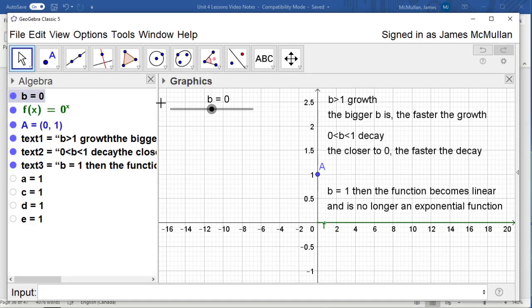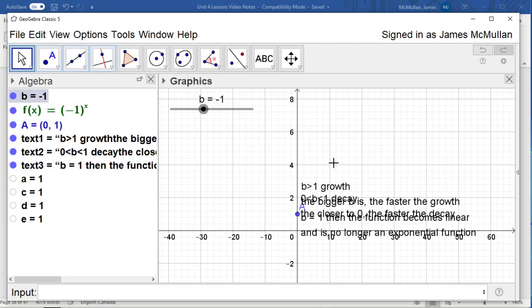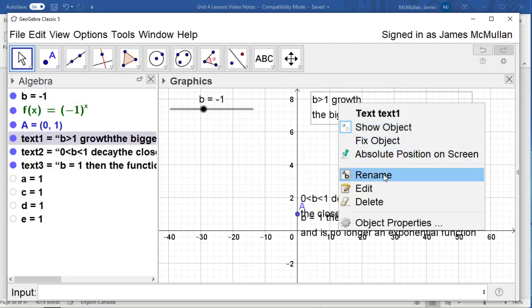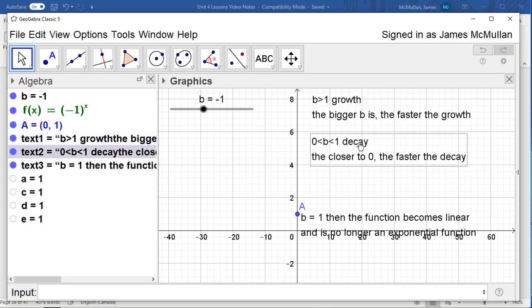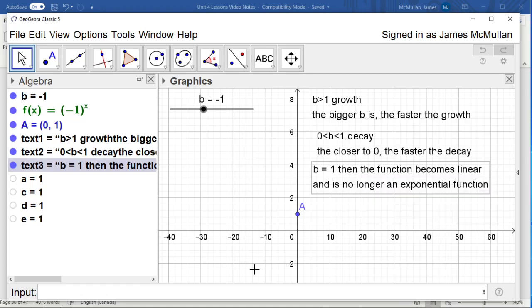Now, the other thing that you cannot have is b as a negative number. And on my graph here, when I try b as a negative number, it just disappears, right? Like there's nothing there at all. So let's try to explore what's going on with b as a negative number for a sec.